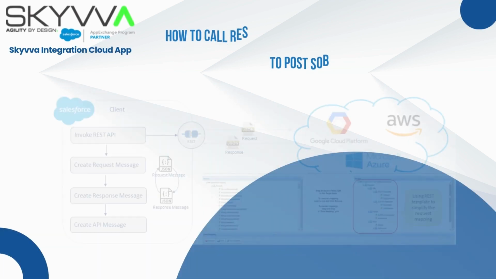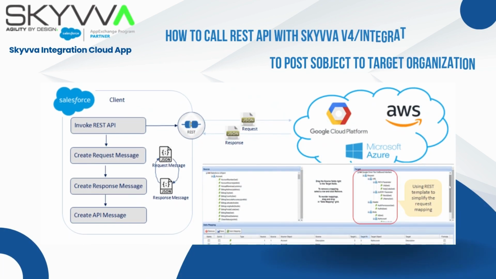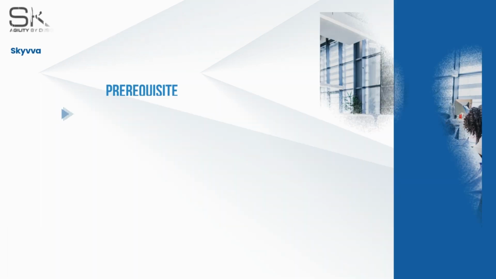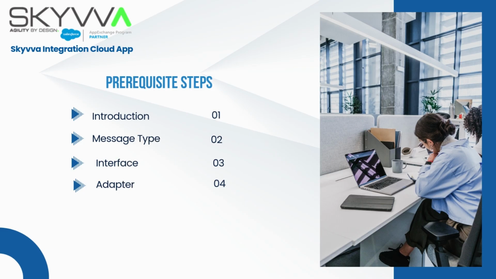Hello everyone! In this video, I will show you how to call REST API with Skyvva V4 integrate API to post sObject to target org. The prerequisite steps: Introduction, Message Type, Interface, and Adapter.